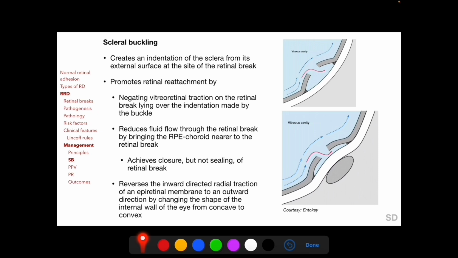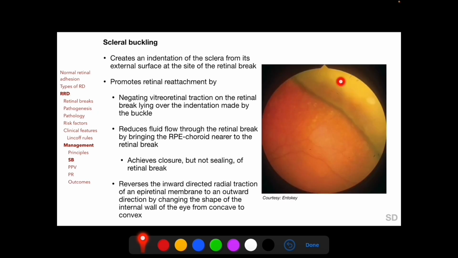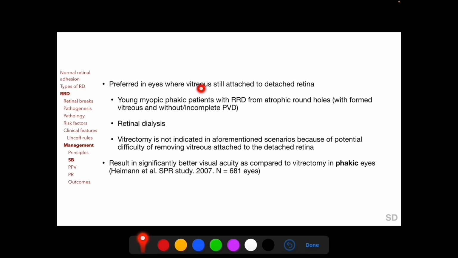So the buckle achieves closure of the retinal break but does not seal the break, for which cryopexy or laser retinopexy is required. This clinical photograph shows the ophthalmoscopic view of a retina, the peripheral portion of which has been indented by a scleral buckle. Scleral buckling is preferred in eyes where the vitreous is still attached to the detached retina, and these include young myopic phakic eyes with RRD from atrophic round holes and RRDs from retinal dialysis. Vitrectomy is not indicated in these scenarios because of the potential difficulty of removing vitreous attached to the detached retina.